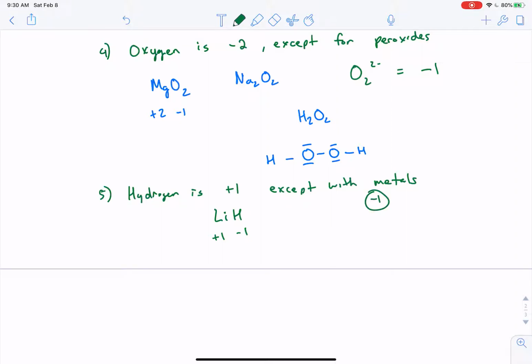And that is known as the hydride ion. The name of hydrogen's negative ion is hydride ion. So this would be called lithium hydride. That's what it would be called.